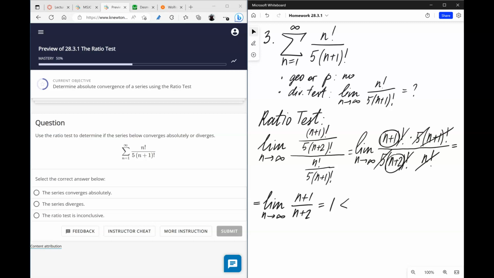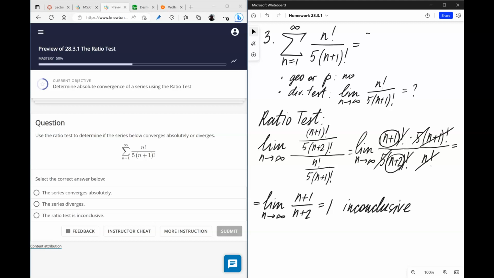well, actually, hold on. If it's 1, that means the test is inconclusive. So what do we do when the test is inconclusive? So technically we are stuck.